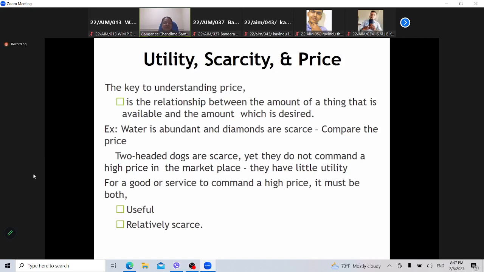They do not command high prices in the marketplace, because they can demand high prices only because they are scarce. Nobody has seen two-headed dogs, but they have little utility. You can make a good price, but the satisfaction is very low because there is no need for two-headed dogs.